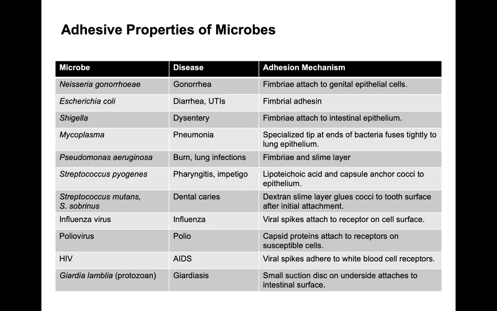Here's some more adhesive properties of microbes, some examples. You have Neisseria gonorrhea, which has fimbriae that attach to the genital epithelial. If you look at HIV, it has viral spikes that adhere to white blood cell receptors. And again, these are all different types of examples.